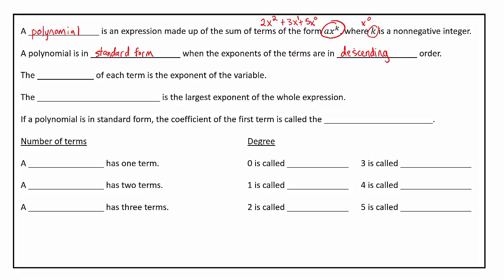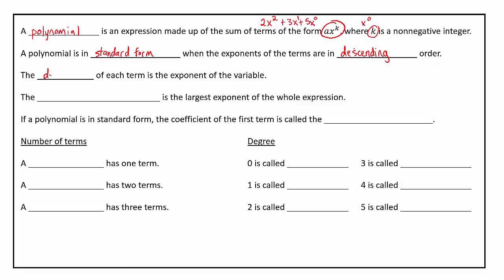That's the form that we like for them to be in for a multitude of reasons, some of which may come up today, some of which may come up later in the chapter. But if nothing else, it's a way for us to all be able to write our answers so that they look the same, in standard form, so it's easier to check and see if we got the same thing. The blank of each term is the exponent of the variable.